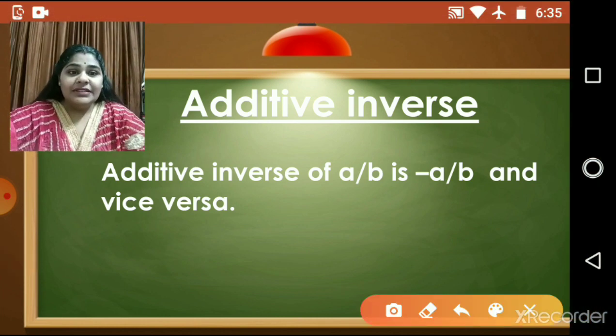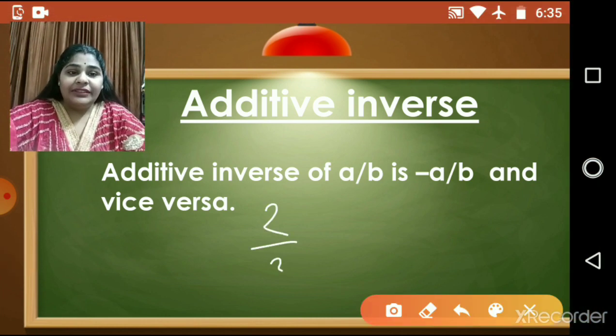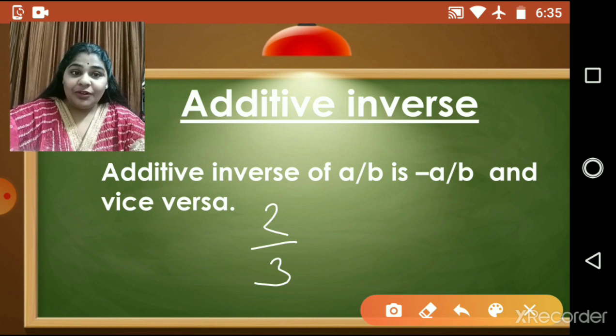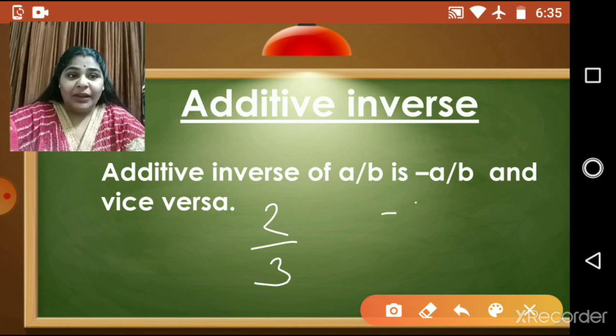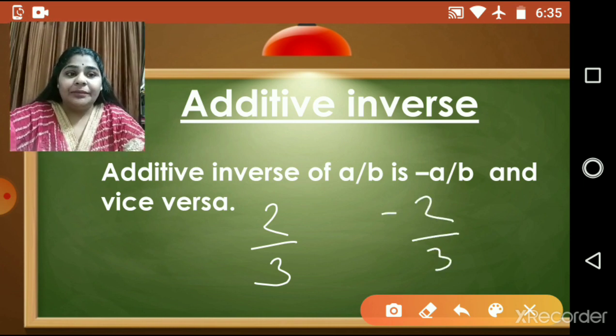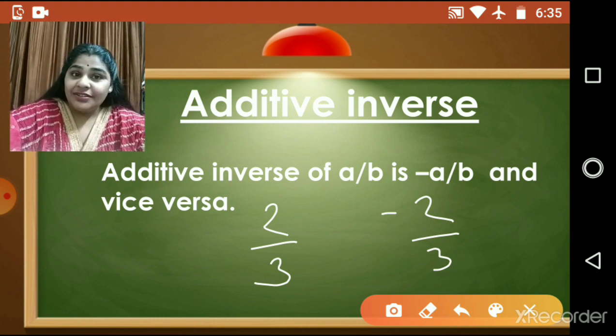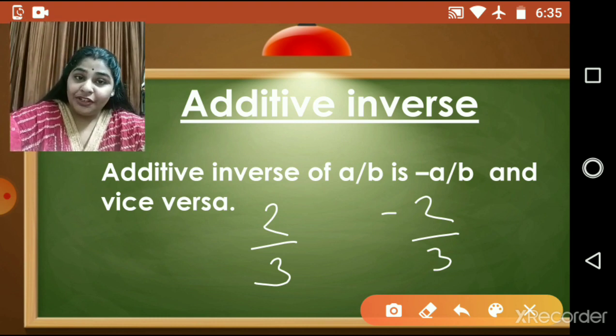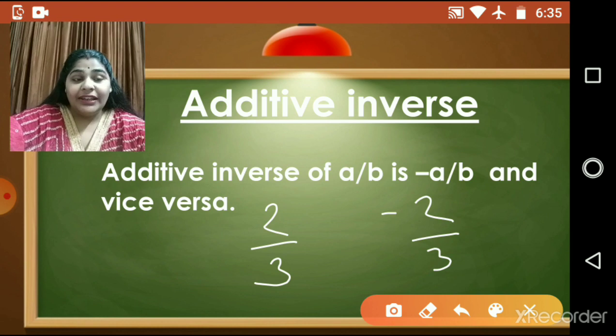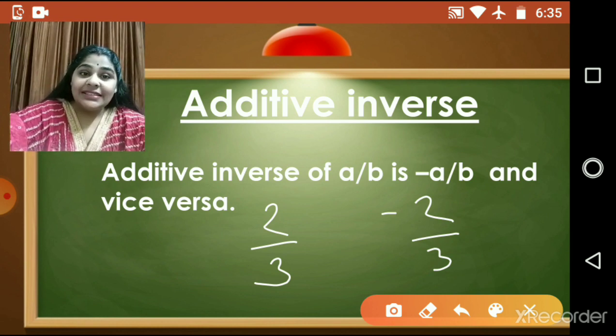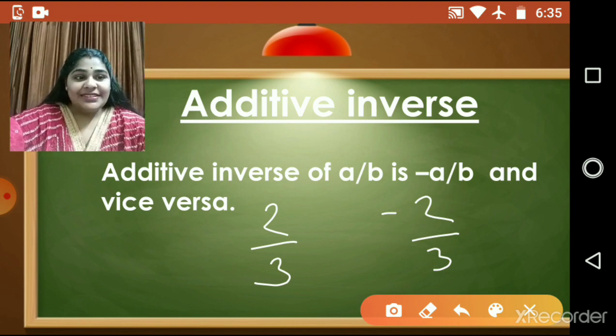For example, suppose I write 2 upon 3. What will be the additive inverse of this rational number? That is minus 2 upon 3. The numerator and denominator will not change, children, in the additive inverse. Only the sign is going to change. Is this clear? So this is the additive inverse.